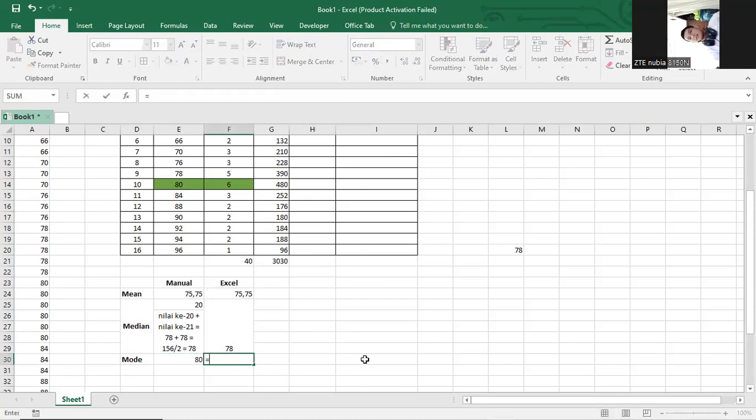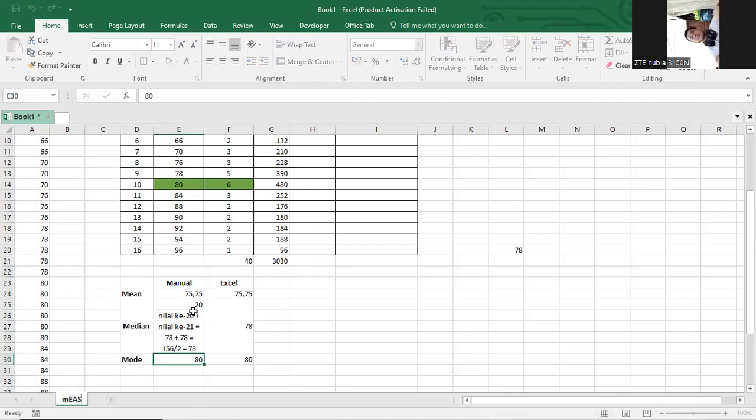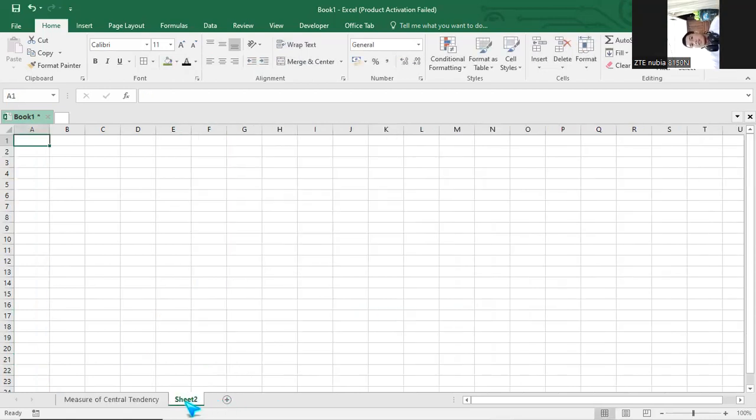And the Excel way is also very easy. We just type mode and block all the data in column A. We just press enter. And we found that 80 is the mode. And that's all for how to find the measure of central tendency. And we move to how to find the measure of variability.